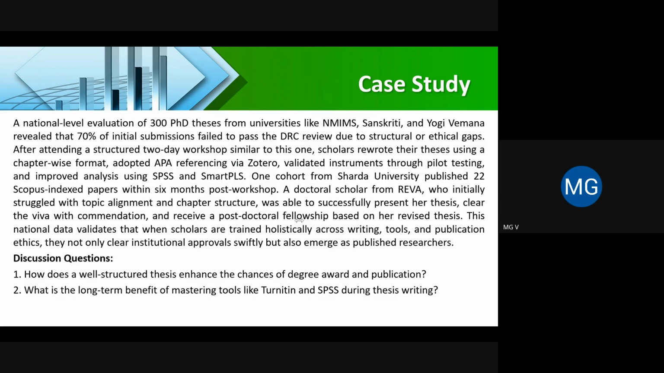One cohort from Sharda University published 22 Scopus Indexed papers within 6 months post-workshop. A doctoral scholar from REVA who initially struggled with topic alignment and chapter structure was able to successfully present her thesis, clear the Viva with commendation, and receive a postdoctoral fellowship based on her revised thesis. This national data validates that when scholars are trained holistically across writing, tools, and publication ethics, they not only clear institutional approval swiftly, but also emerge as published researchers.